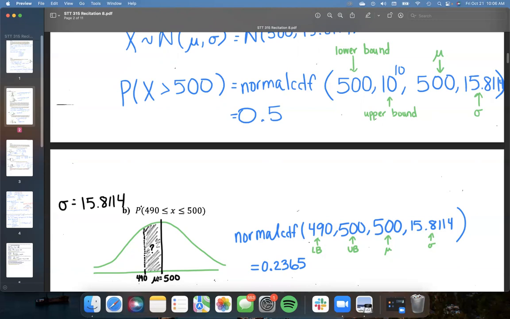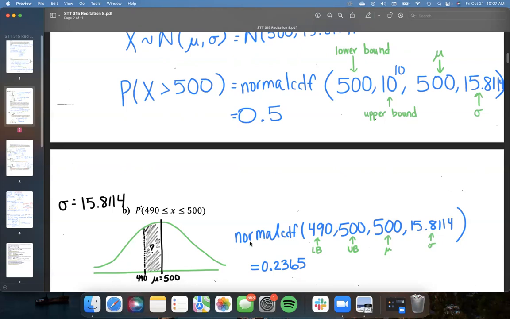So here we have our mean is 500. So I'm going to mark that down. And now I'm going to write our two bounds that were given in the problem. So we have 490 on one side and then 500 on the other. So we're interested in the area under the curve in between these two points.